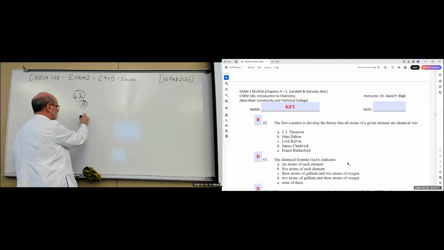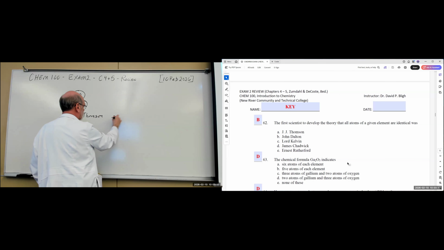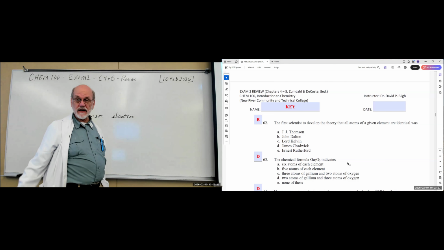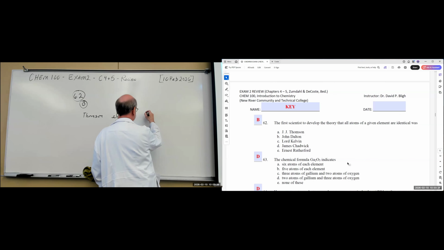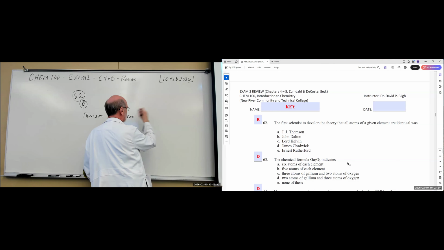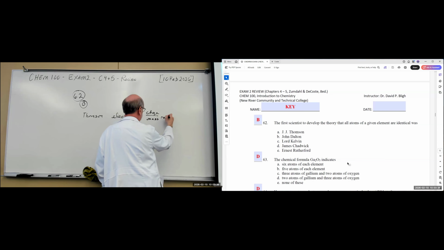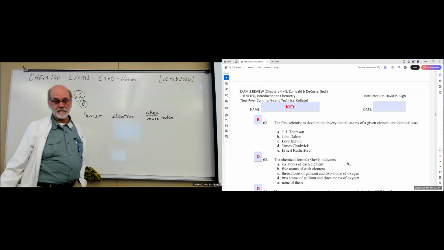What about the others? How about Thomson? What's Thomson's claim to fame? Electron. He discovered the electron and he established the, let's see, how did he state it? Charge to mass? I think it was charge to mass ratio. That's as far as he got.